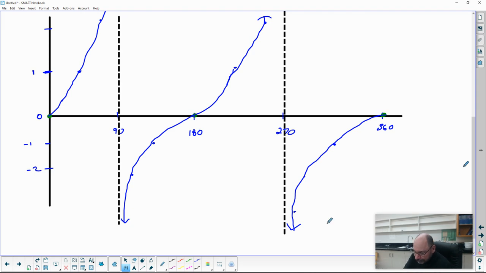So with tan, the period is only 180 degrees, and there's no amplitude. Okay, because it's 180 degrees between those asymptotes, and then it repeats, right? Is there a max and min? No, there's no maximum value.